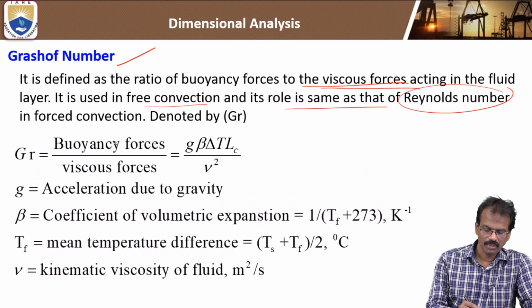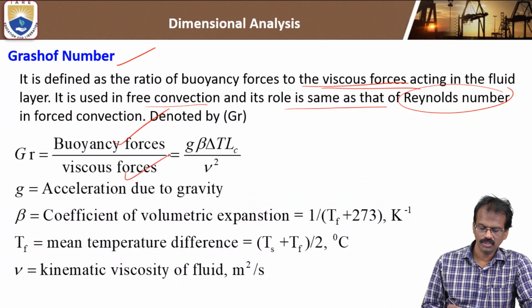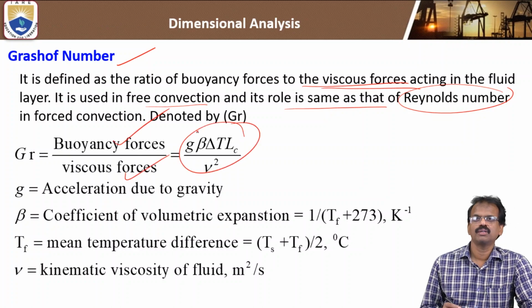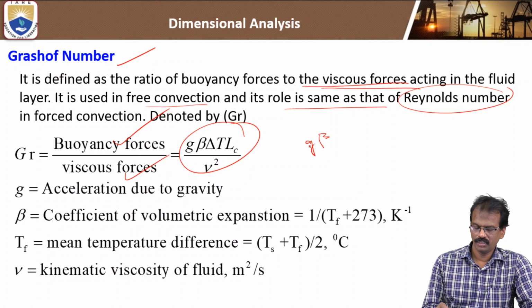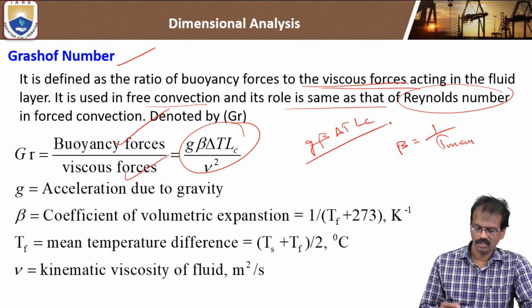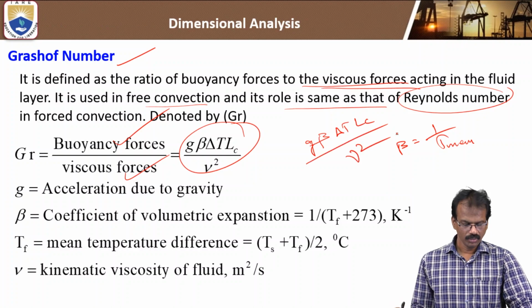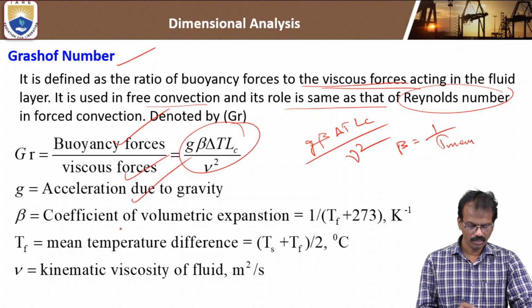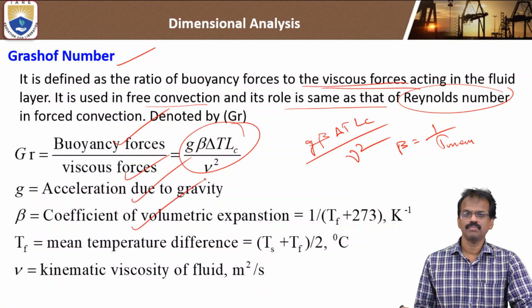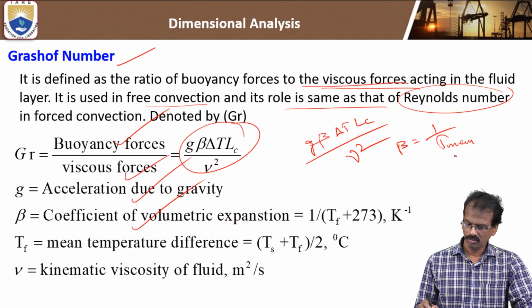Grashof number is equal to buoyancy force by viscous force. So this is the final formula: g into beta, where beta is nothing but 1 by T mean, into delta T, the temperature difference, into characteristic length cubed, by nu squared, the kinematic viscosity squared. Here g is the acceleration due to gravity, and beta is the coefficient of volumetric expansion. So this is the value.